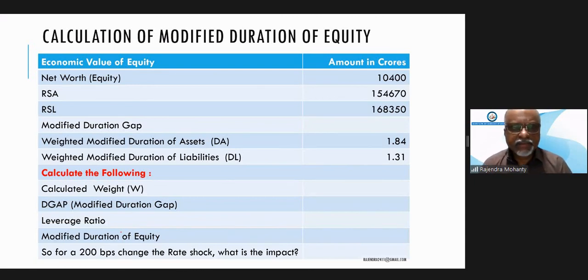Can you do this? So here net worth is given, RSA is given, RSL is given, DA is given, DL is given. I've given you the formula. If you want to write down the formula, take the screenshot. I can give you that slide again. Or if the book is in front of you, you can easily manage.